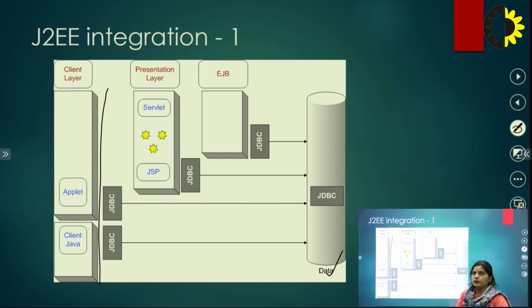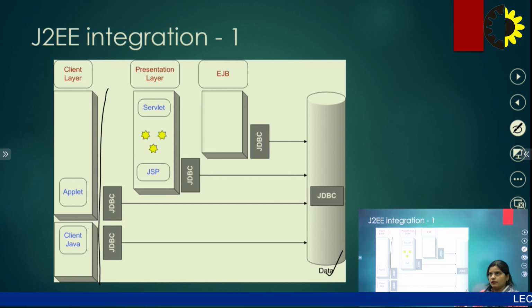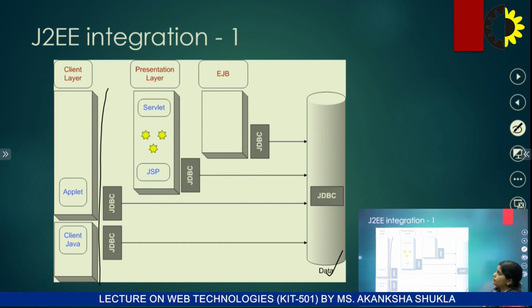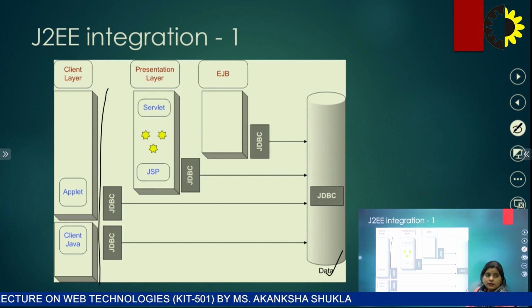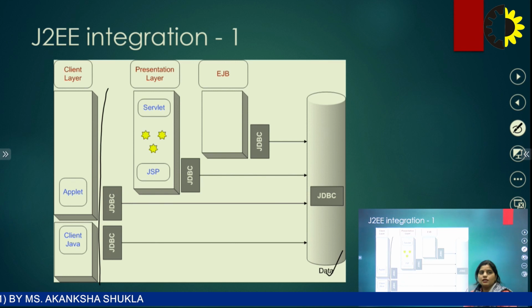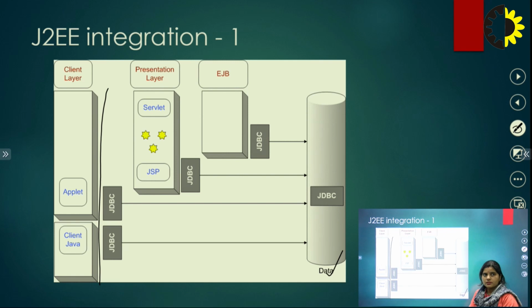Enterprise Java beans are basically reusable software components which we can use anytime, whenever we have an enterprise-style architecture. So the first one is the client layer, in which we have an applet client or Java data, and in the presentation layer we have a servlet or JSP. So inside the presentation layer we have two options, servlet and JSP.